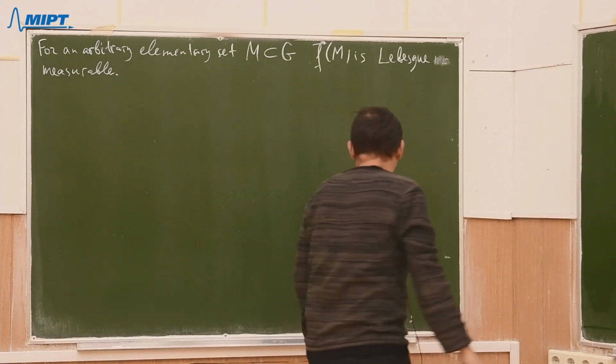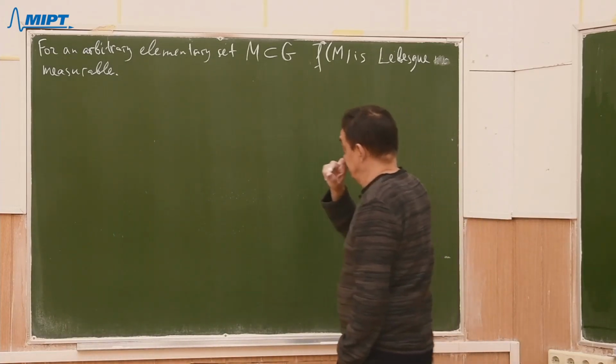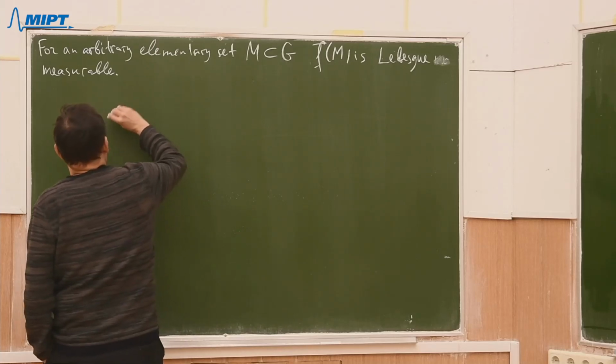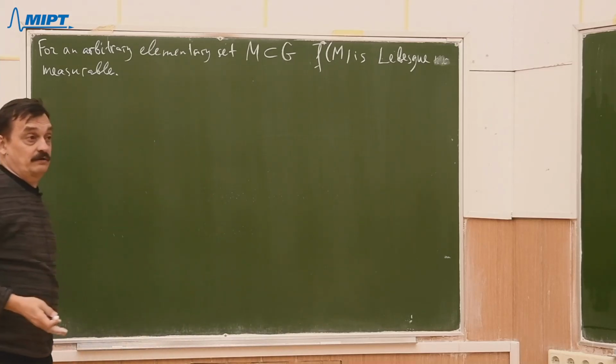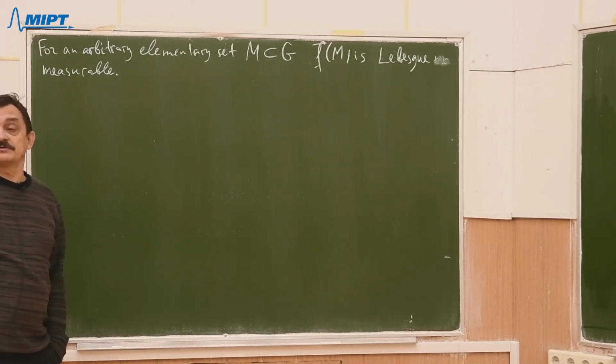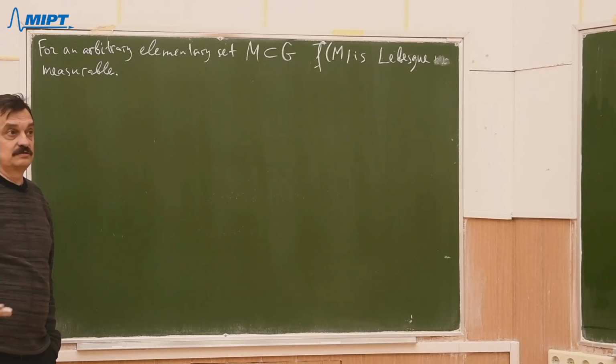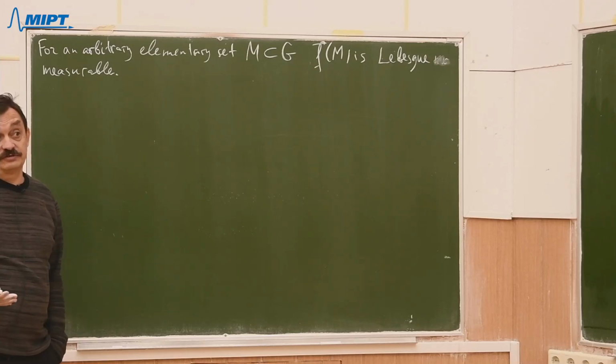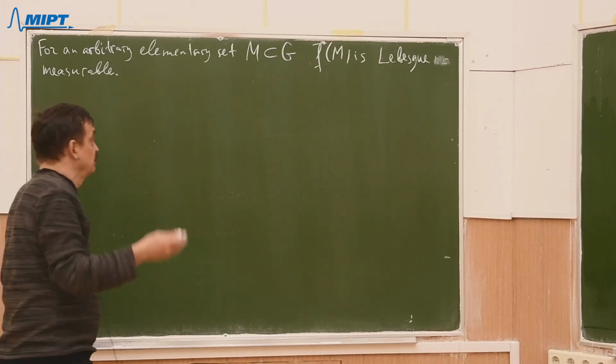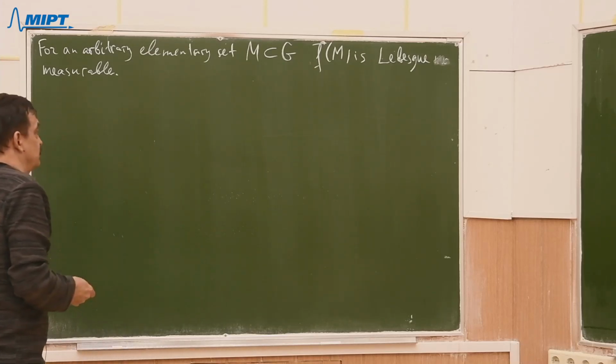Okay, then why? Because an elementary set consists of finitely many intervals. Each image of each interval is measurable, hence the finite union is also Lebesgue measurable.